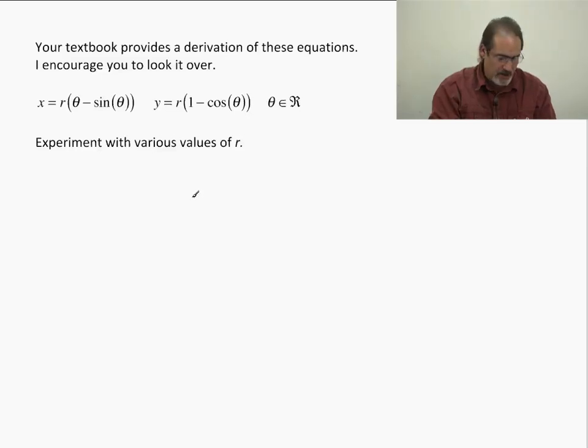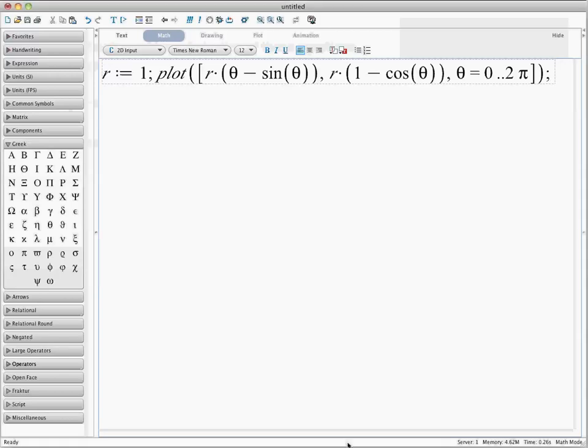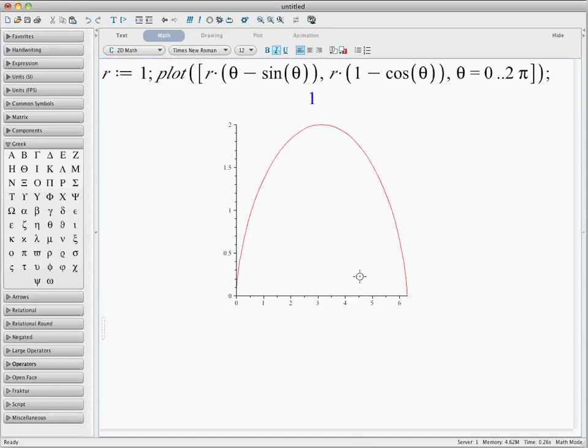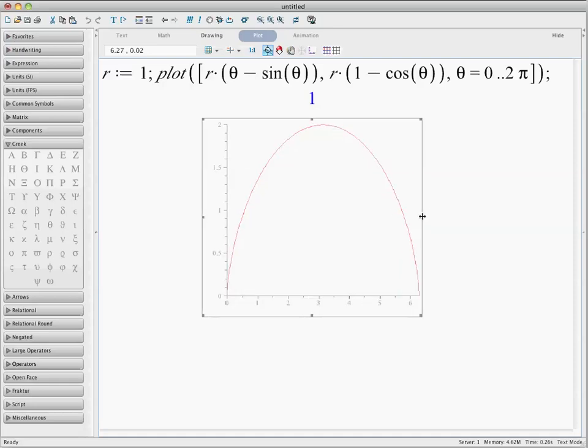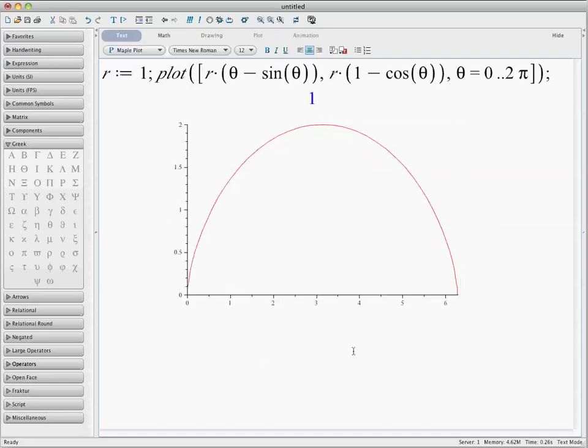So what I'm going to do is break out Maple here, and let's experiment and see what happens with different values of r, and change the domain and fiddle with it a little bit. Here I have r equals 1, and then I have the plot function to plot a parametric curve in Maple. I have r times theta minus sine theta, that's x, and r times 1 minus cosine theta, that's y. I'm going to let theta go from 0 to 2 pi. Now we know that should be one arc. So let's take a look and see what we get. And that's exactly what we got.